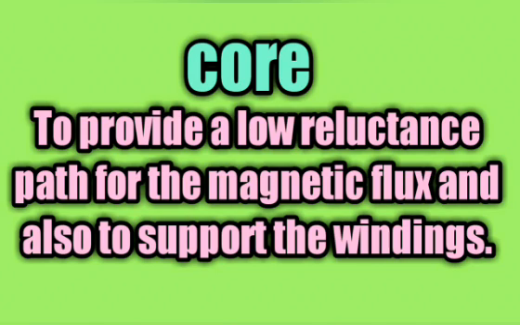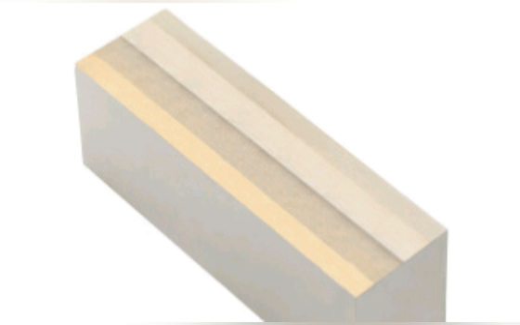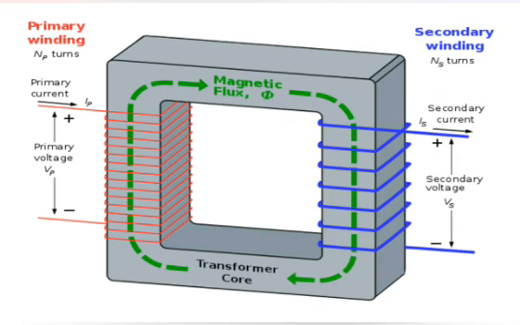The function of core is to provide a low reluctance path for the magnetic flux and also to support the windings. Mostly core is made up of silicon steel laminations because laminations reduce the eddy current losses, and silicon steel, which is a soft magnetic material, reduces the hysteresis losses. These two losses occur when the flux passes through the core.